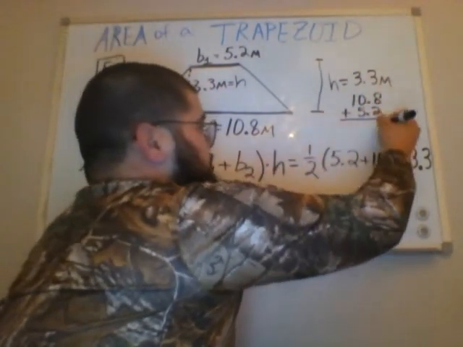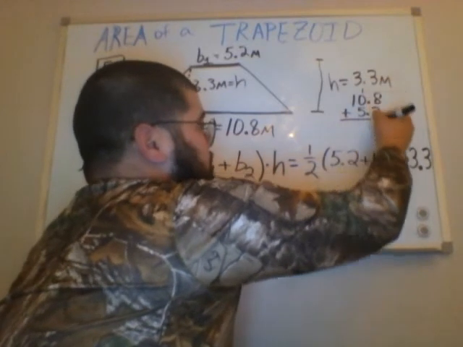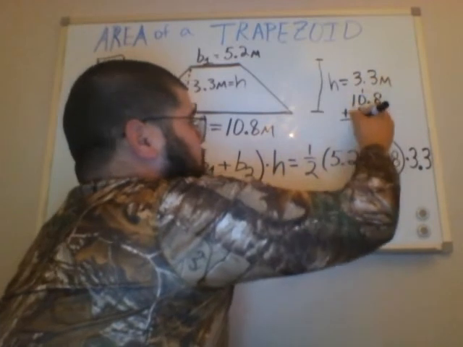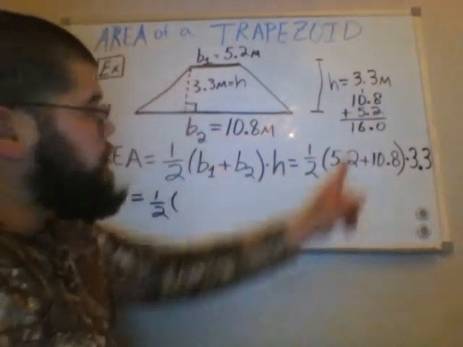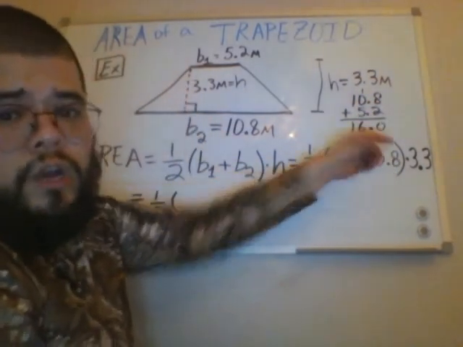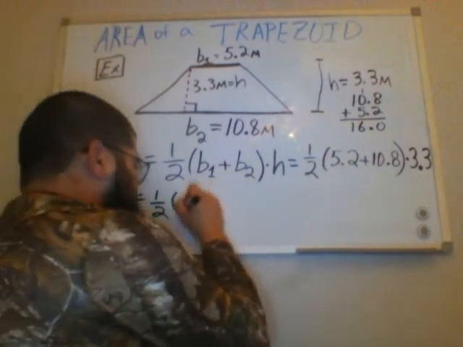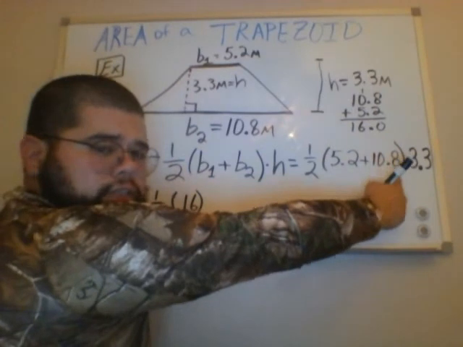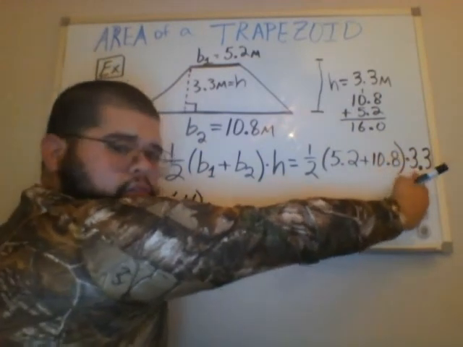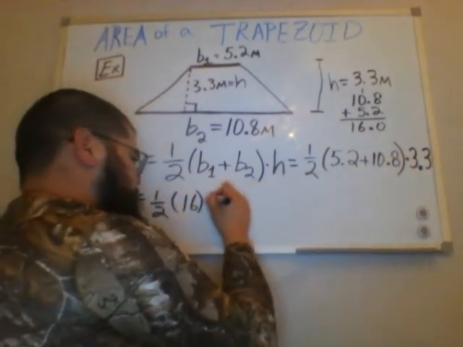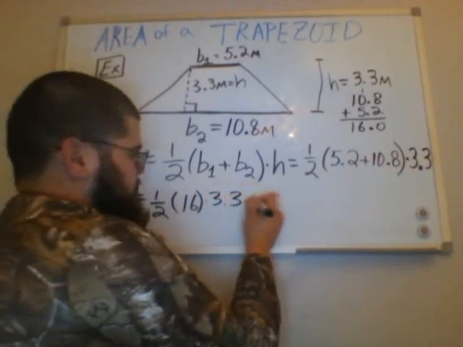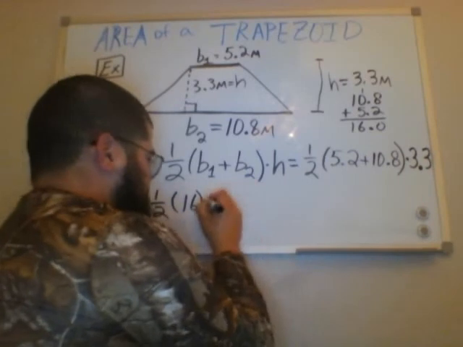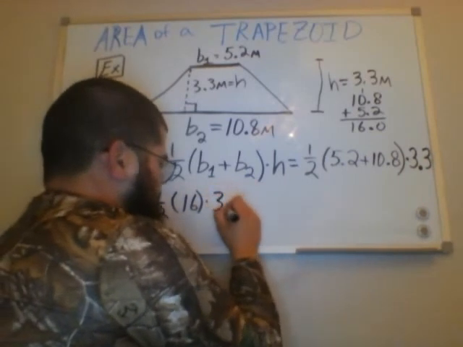8 plus 2 is 10. Carry my 1. Bring down my decimals. 1 plus 0 plus 5 is 6. Bring down my 1. So I end up with 16.0, which I'm just going to say that that is 16. Close parentheses, just like this one is over here. Close parentheses, times the height, which we know is 3.3. Let me rewrite this. The multiplication, 3.3.